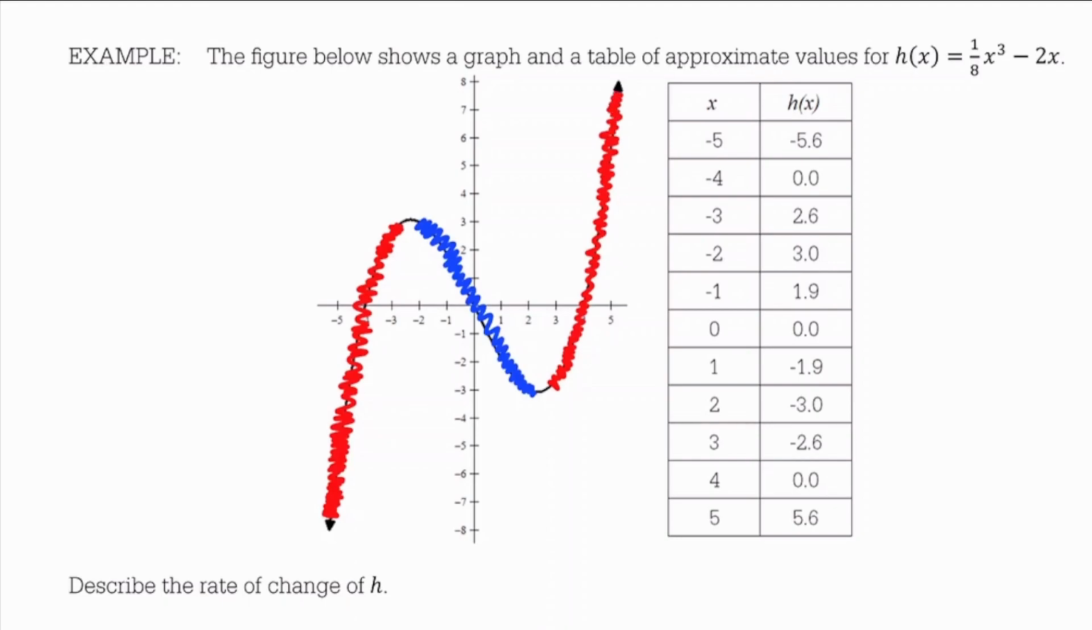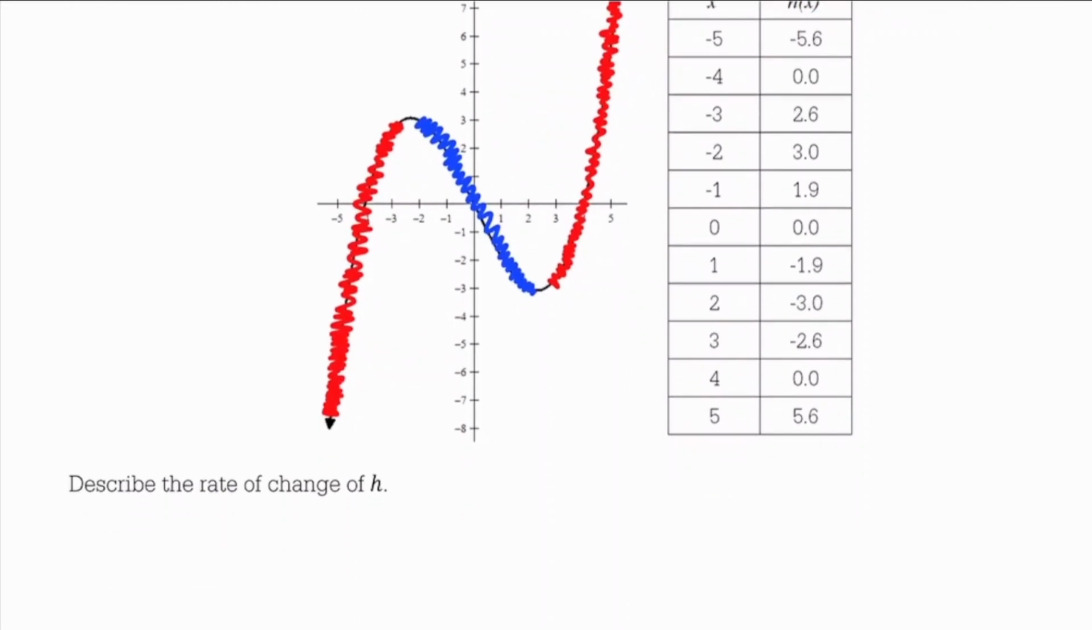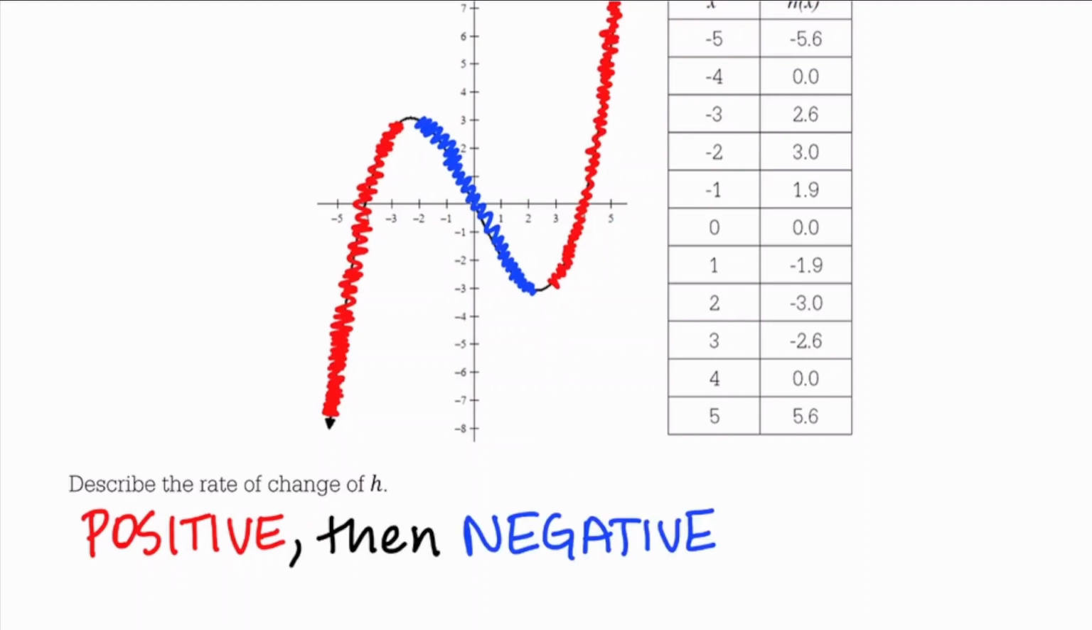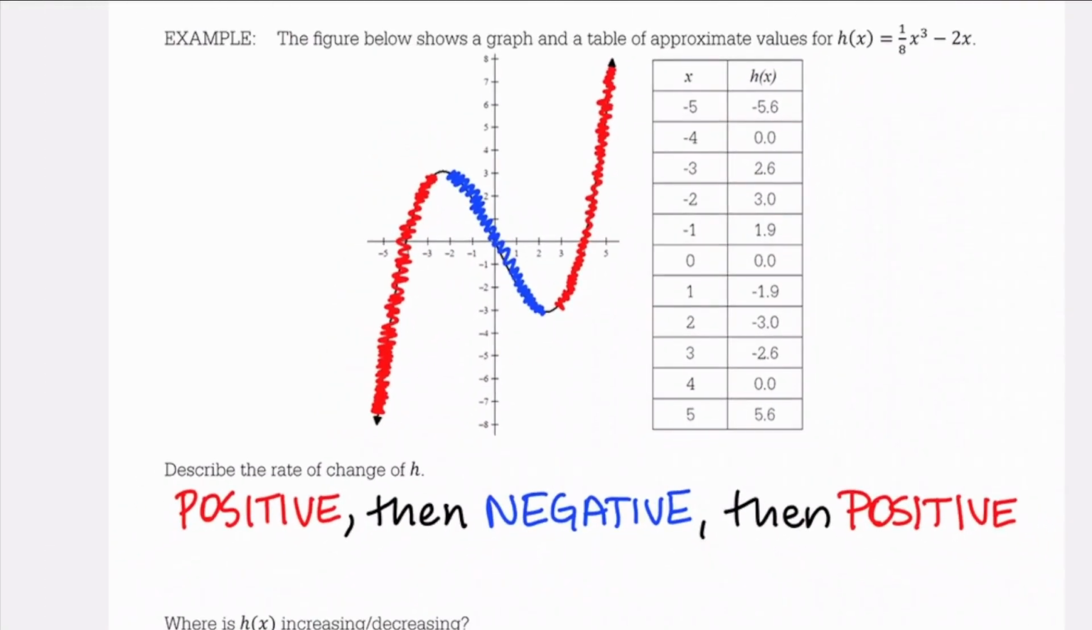And those relative extrema, the local maxima and local minima, are places where we're seeing a change in increase-decrease behavior. So I would say the rate of change of h, any place where it's increasing, is positive. The function decreases for a while, so the rate of change would go negative. But then, somewhere between x equals 2 and x equals 3, we hit a minimum and resume our increase. So that would be the rate of change going back to positive. So I'd say positive, then negative, then positive again.